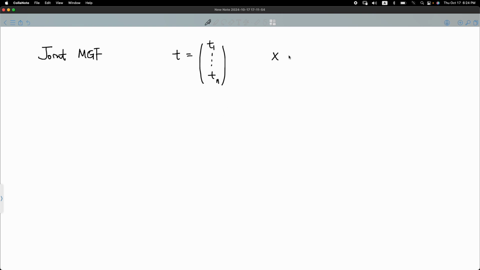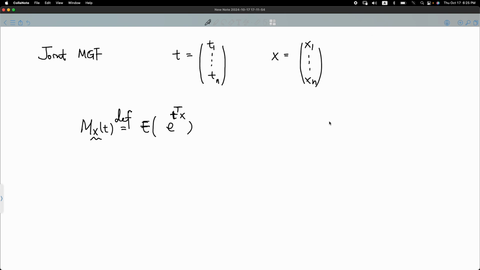So here, let me use x now. So x1 all the way to xn. And then the joint moment generating function is going to be the following. Here x is a vector, or a multivariate random variable, with the same definition. So let me put the definition here. Again, it's the expected value of e raised to the power, but here we have t, which is a vector, transpose multiplied by x.